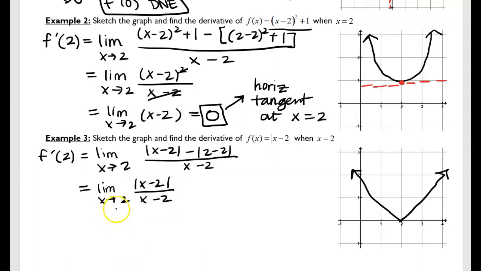If I try to evaluate this right now, I'm just going to get 0 over 0, and there's nothing really I can do to factor or cancel. And so again, what we're going to do is split up from the left and the right. You might remember we did some limits like this in Unit 1.